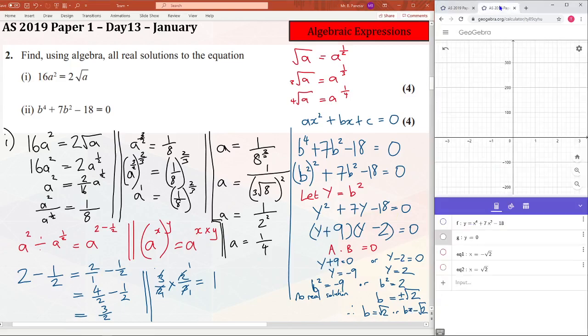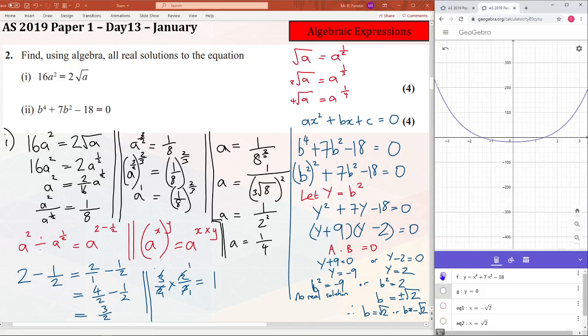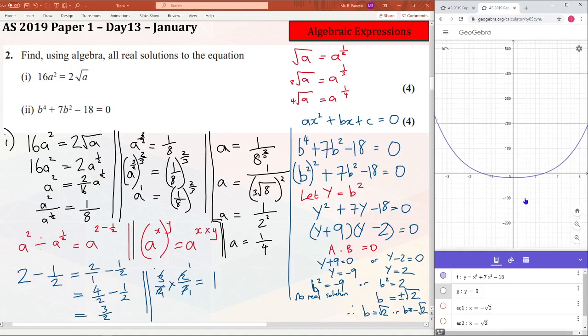Graphically, I can draw the graph of my quartic. This is a quartic graph. It looks like a quadratic graph, so that's your quartic graph. I can draw in y equals 0, so that's y equals 0, that bit there, and you can hopefully see that there's one solution there and there's another solution here. So visually this is definitely making sense as well.